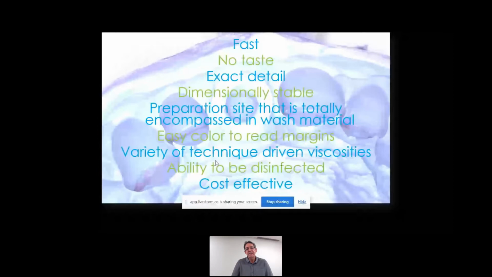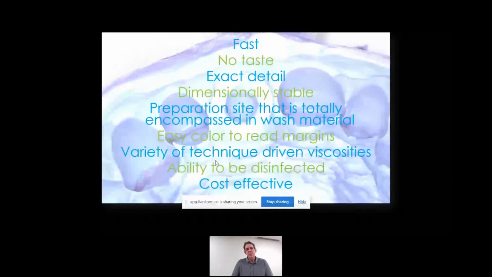Obviously, we need something that's going to provide exact detail. We need a material that's dimensionally stable, because when your impression material is more dimensionally stable, it will naturally be more accurate. We need the preparation site to be totally encompassed in wash material. And I'm going to share with you momentarily why that is so important.